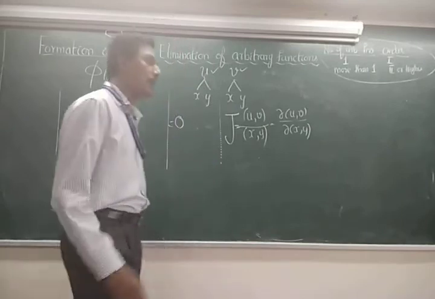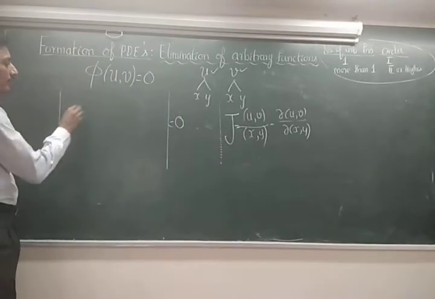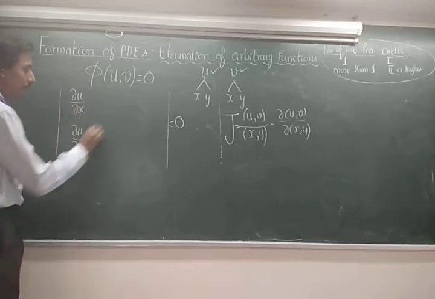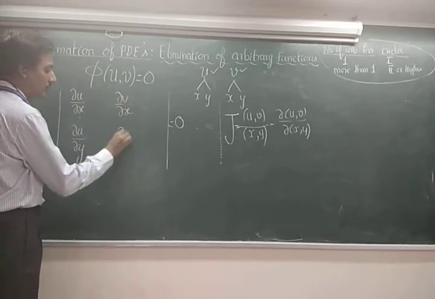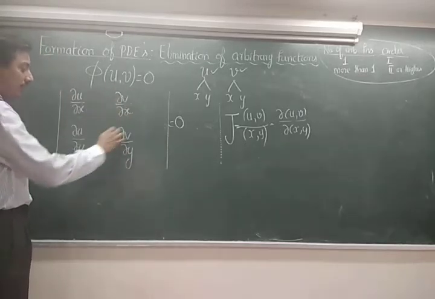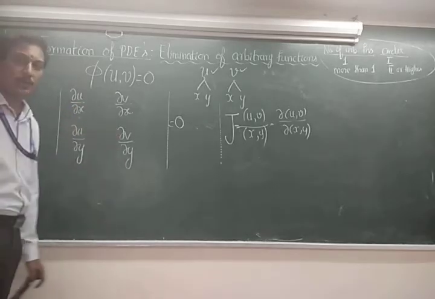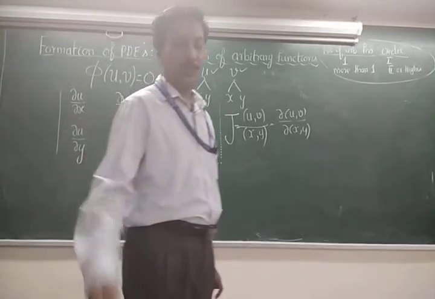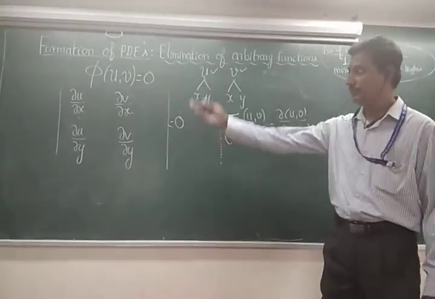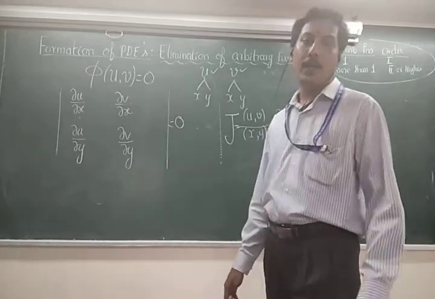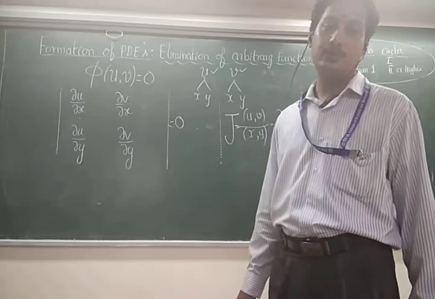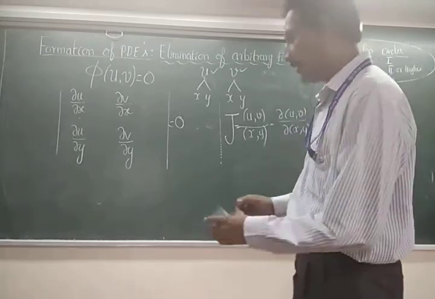So same concept here. The elimination of phi from phi of u comma v equal to 0 is nothing but the determinant with dou u by dou x, dou u by dou y, dou v by dou x, and dou v by dou y equal to 0. Let us find the partial derivatives of u and v with respect to x and y, and put them in the 2 by 2 determinant. We ultimately get the required partial differential equation free from phi. So this is the idea behind the phi of u comma v equal to 0 model problems. Okay, so let us see the example.